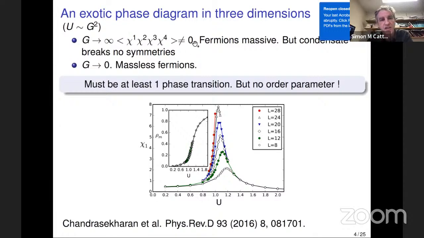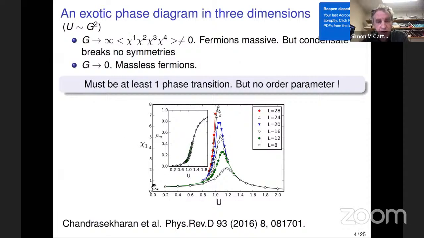What's more interesting is that in the background, this four fermion condensate, you can compute, again, in strong coupling, the fermion propagator, and you find the fermions pick up a mass. All right. But this condensate breaks no symmetries. So this is a situation where you have apparently generated massive fermions by breaking no symmetries. If I take G to be zero, I know I have massless continuum Majorana fermions. I already know that. So there has to be at least one phase transition between these two regimes.